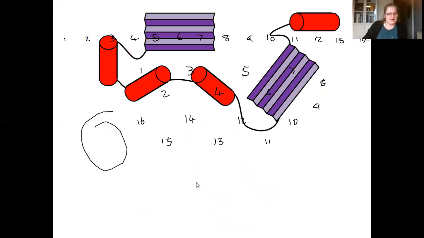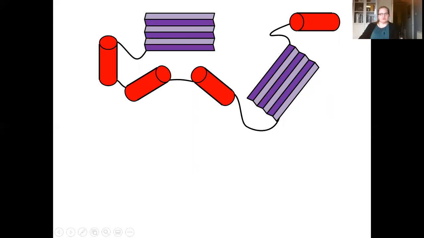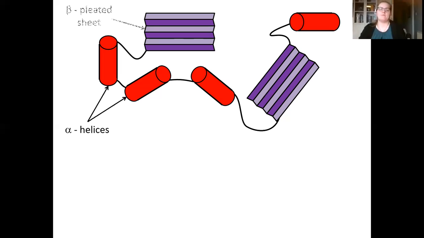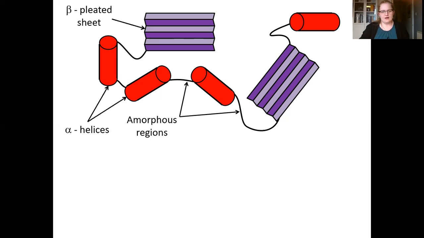Beta pleated sheets and alpha helixes are the two different types of secondary structure we can get. Now, they are not just solo. A polypeptide chain of amino acids can coil to make an alpha helix. They can make a beta pleated sheet, but in reality, what they often make is both. So on this image, the red tubes symbolize alpha helixes, and the purple corrugated sheets are our beta pleated sheets. And we have these things called an amorphous region.